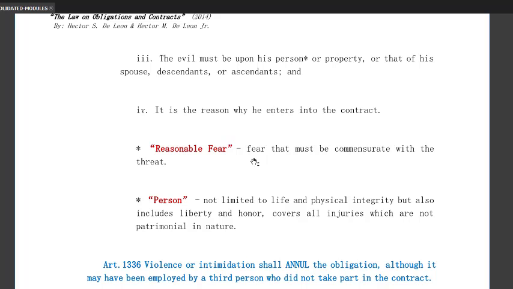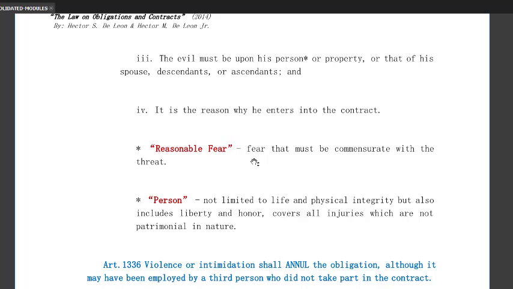violence. So ano ba yung requirements for violence, by the way, in order that it would taint consent? So na may irresistible force, serious and irresistible force, and then that's the very reason why you enter into contract. So yun lang po.